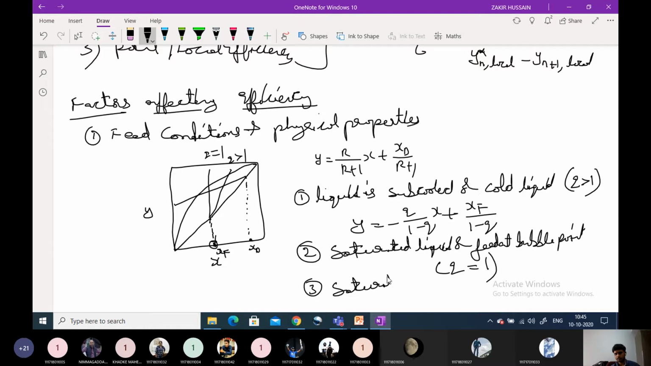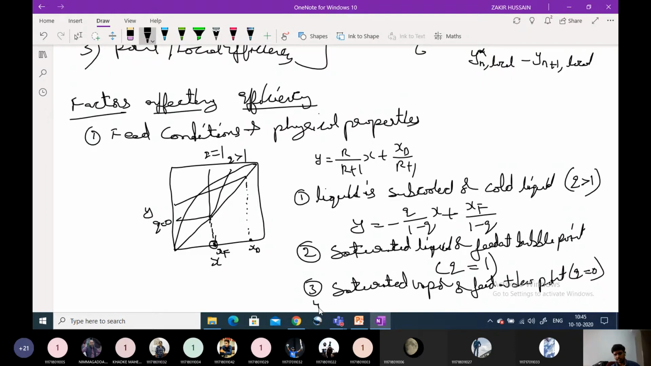saturated vapor. For saturated vapor, the feed is at its dew point. For this condition, Q is equal to 0. So Q is equal to 0, we know that it is a straight horizontal line.